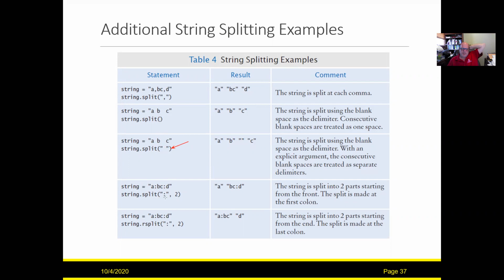So if I say split colon 2, it's going to do 2. So that's 1, 2. It's going to create 2 of them. That would be my maximum. So remember, if I don't say anything, it's going to give me 3 of them. If I put a number, it's going to just give me that many. This is for a split. And if I say rsplit, it's going to go from the right side. So it's going to give me 2 from the right to left.